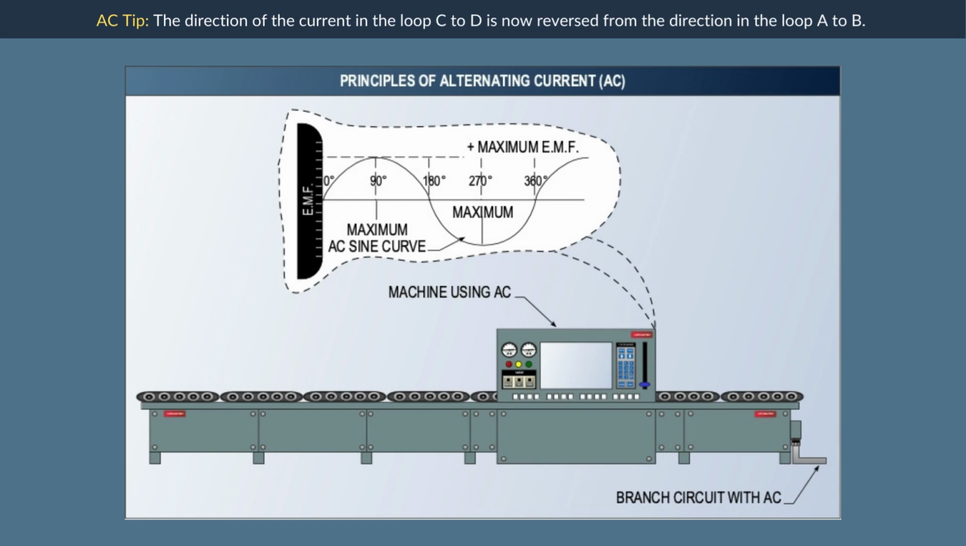Alternating current is defined as current that periodically changes direction and continuously changes in magnitude. Such current starts at zero and builds up to a maximum in one direction, then falls back to zero, builds up to a maximum in the opposite direction, and returns to zero.